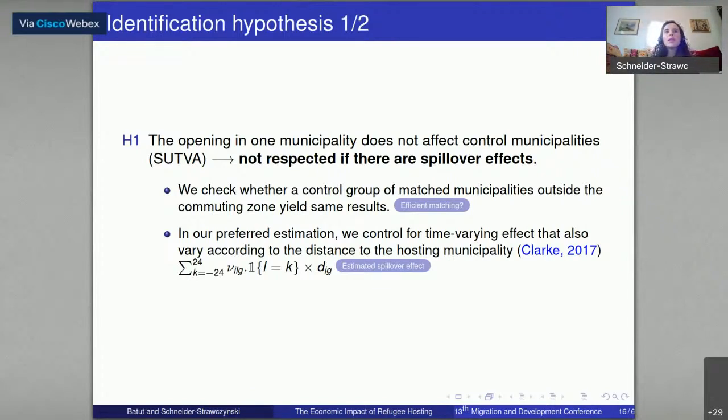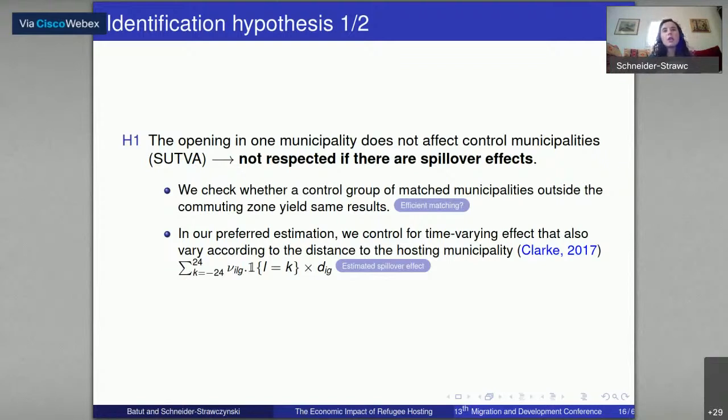The first one is that the opening in one municipality should not affect control municipalities. So in order to address the threat of spillovers, we will always present an alternative specification where the control group is composed of a matched sample of municipalities, but outside the commuting zone.